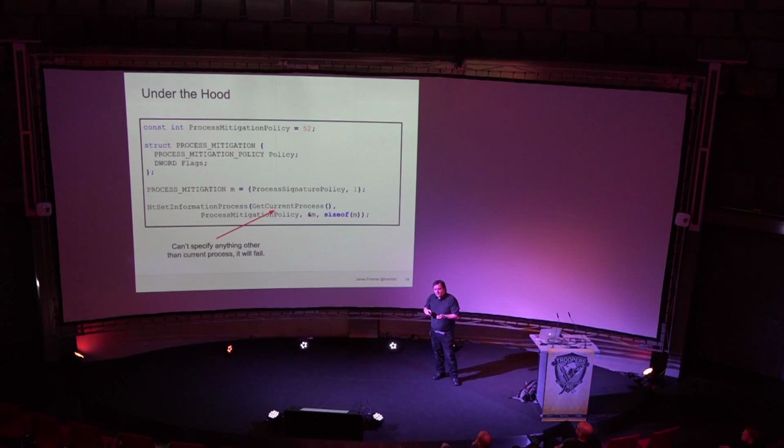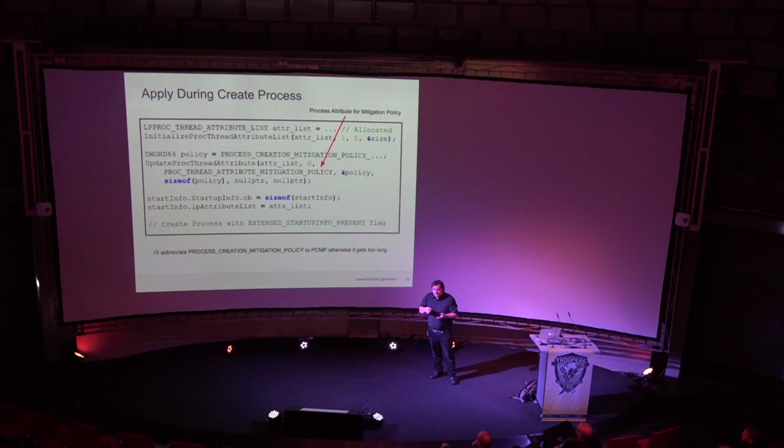A slight odd quirk is, even though that function takes a process handle, so you can specify an arbitrary process handle, it will actually fail if you specify anything other than the current process. So you can't apply these mitigation policies directly to an existing running process, which is a bit of a shame, in my opinion. But fortunately, you can set mitigation policies when you create new processes.